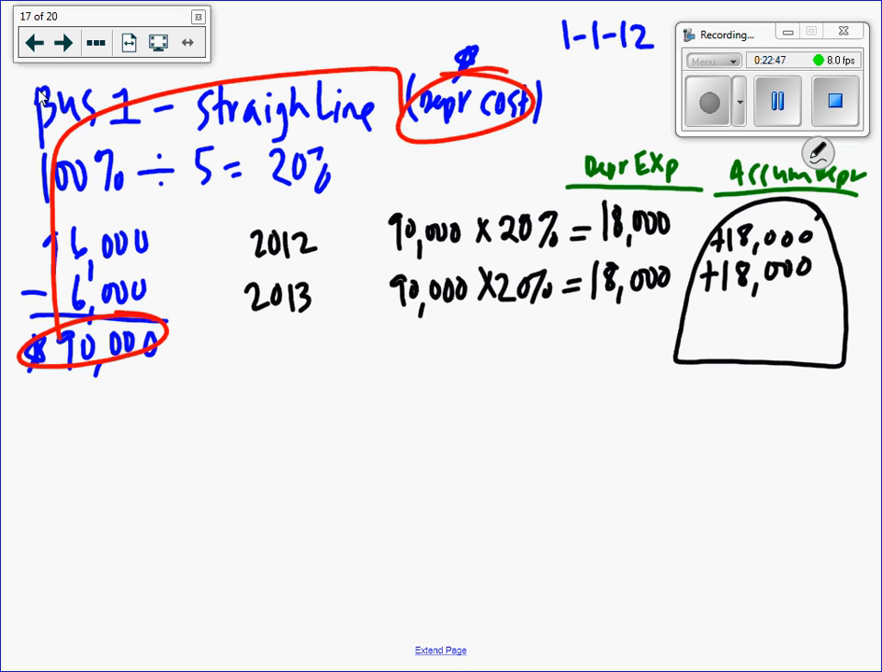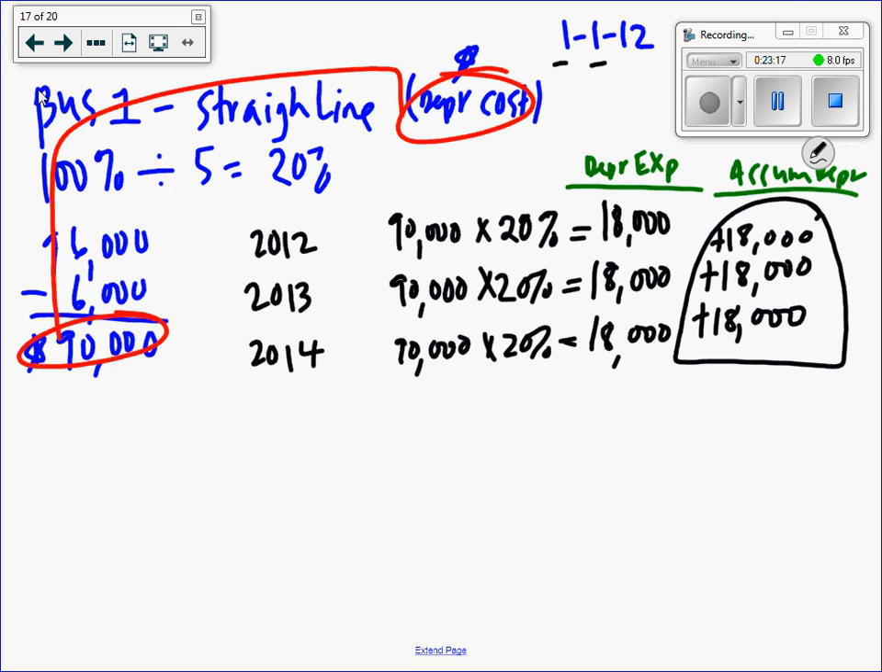And lucky for us, we bought this on 1/1, so we don't have to worry about times a half or partial year. Whew. On to the next year. 2014, still that depreciable cost of 90 grand. Still the 20% straight line rate. Still another $18,000. It's depreciating at a straight line. Every year it's 18,000.